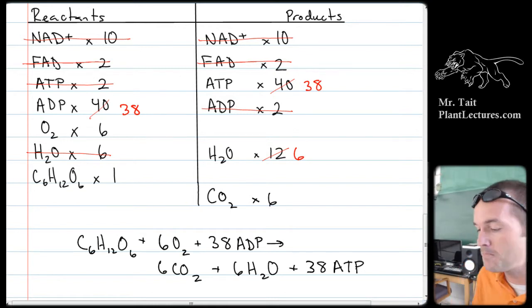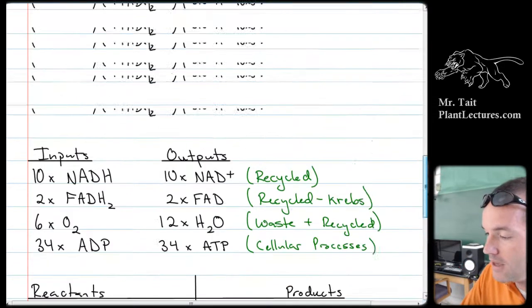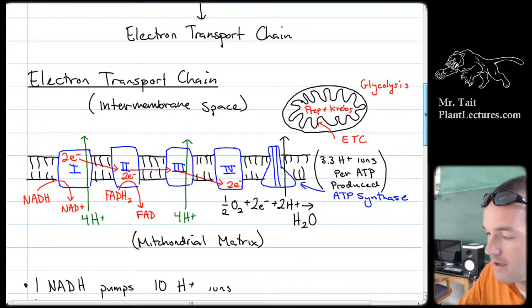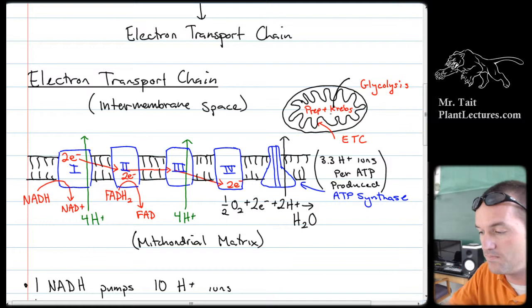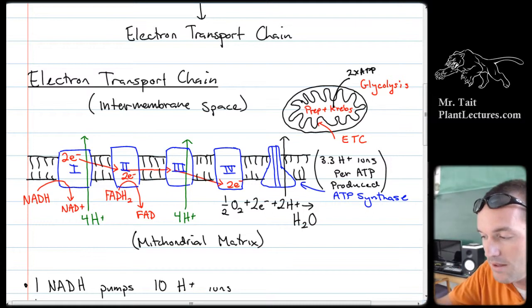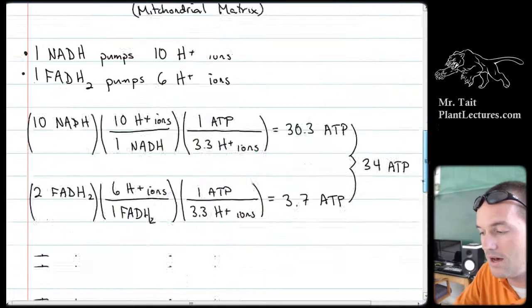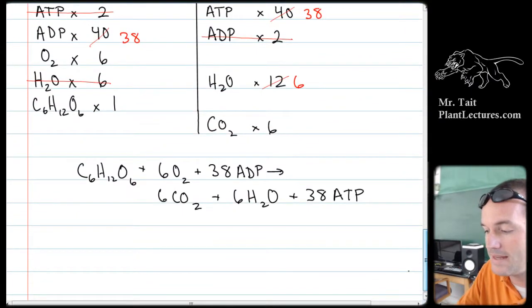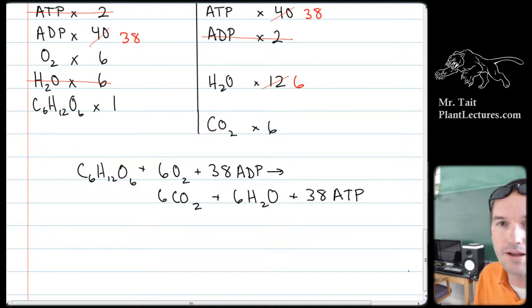The difference here is the only thing we didn't talk about is to get the pyruvate into the mitochondrial matrix. It takes 2 ATP to do that, and so that's why we have 36 ATP in eukaryotes, but 38 ATP in prokaryotes. Make sense?